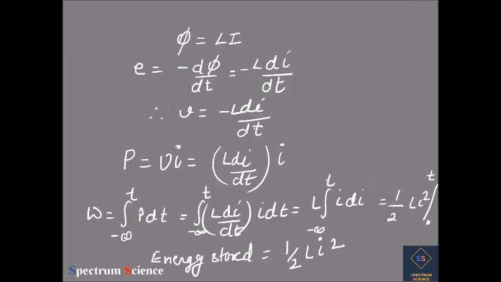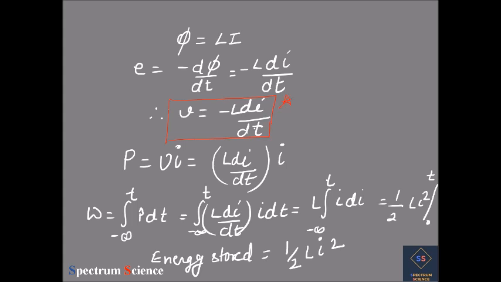We know that phi equals L i, where L is the inductance of the inductor and i is the current through the inductor. From Faraday's law of electromagnetic induction and Lenz's law, we can write E equals minus d phi by dt, which equals minus L di by dt. Therefore, the voltage across the inductor is given by V equals minus L di by dt, where L is the inductance of the inductor and di by dt is the rate of change of current through the inductor. It is an important equation of the inductor as it tells very useful information about the inductor.